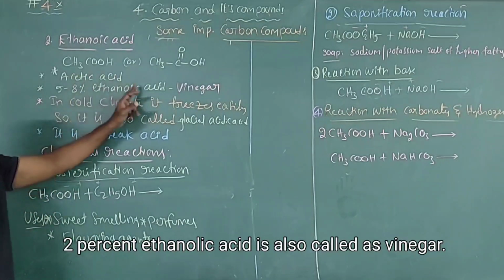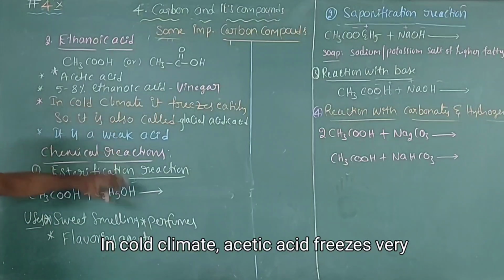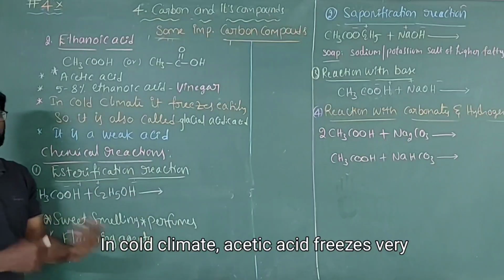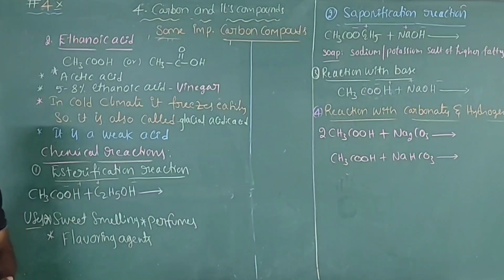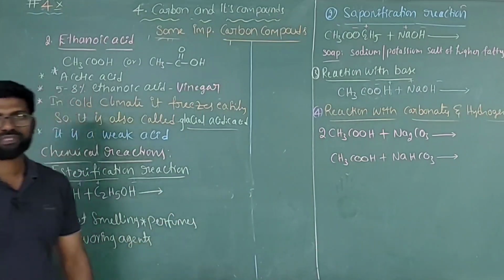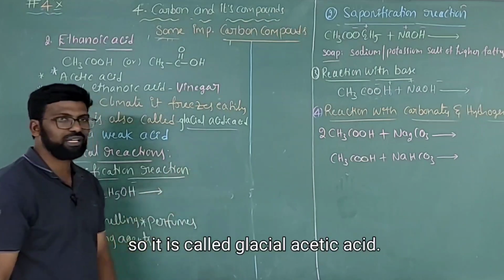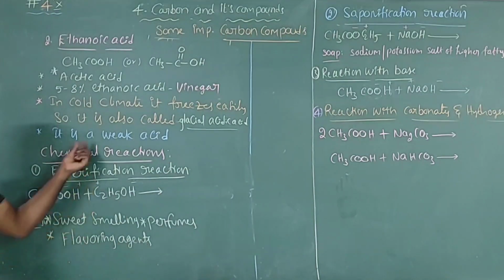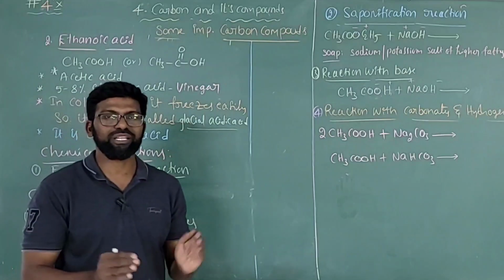5 to 8% ethanoic acid is also called vinegar. In cold climate, acetic acid freezes very quickly and becomes solid, so it is called glacial acetic acid. It is a weak acid. Remember, that means it does not undergo complete ionization.